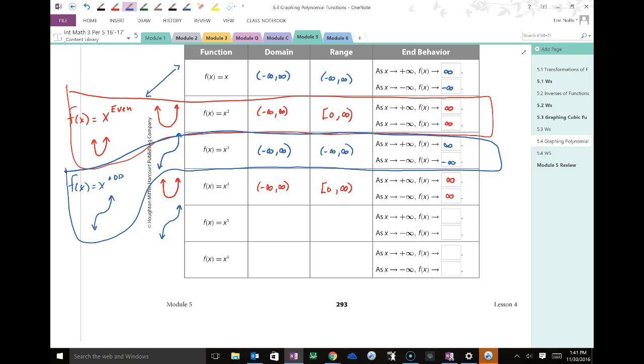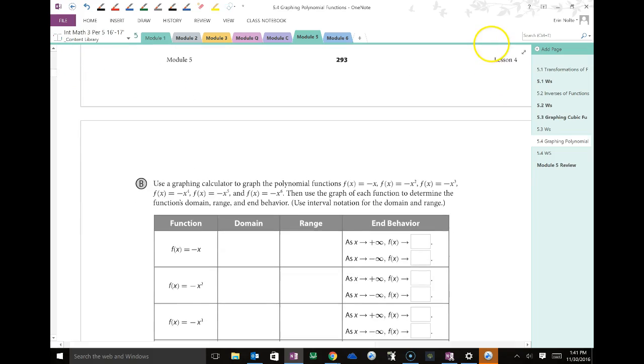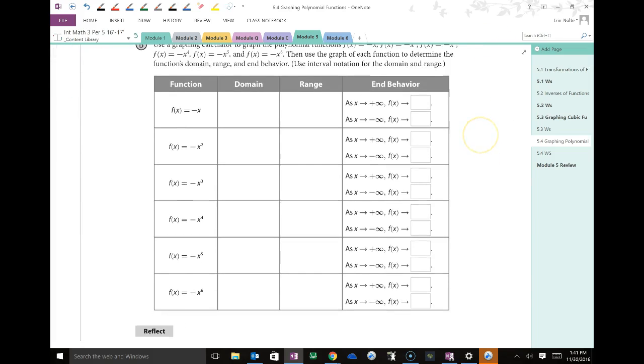The next part of this is they go through and talk about what happens if you throw a negative in front. Do we need to go over this? If you put a negative in front of any function, what happens to it? Reflects over the x-axis. So it flips it upside down. So what does negative x look like? Yeah, so the slope would go down like this.